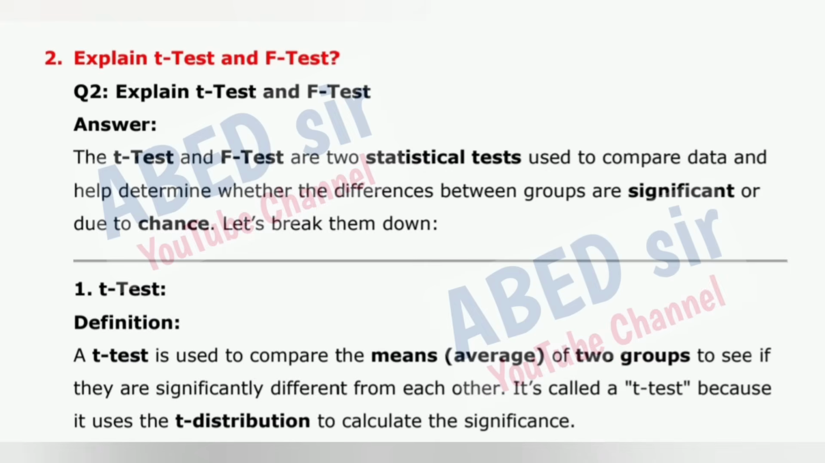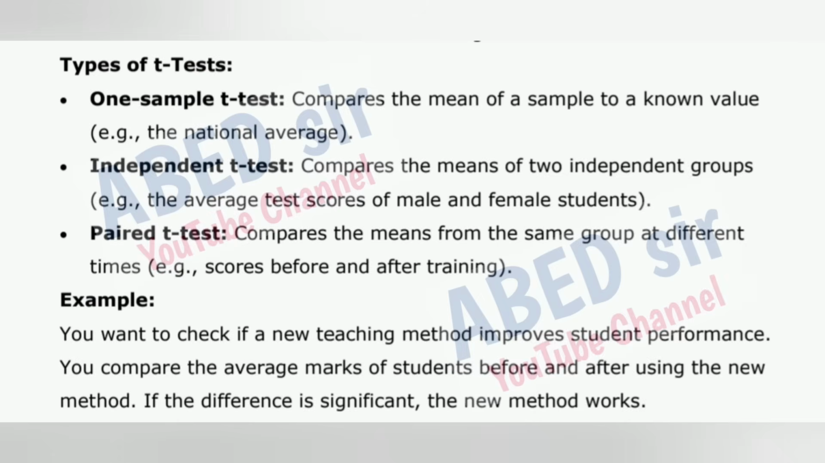It's called a t-test because it uses the t-distribution to calculate the significance. Types of t-tests. One sample t-test compares the mean of a sample to a known value, example, the national average. Independent t-test compares the means of two independent groups, example, the average test scores of male and female students. Paired t-test compares the means from the same group at different times, example, scores before and after training.